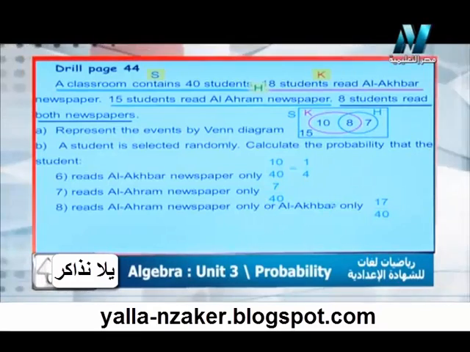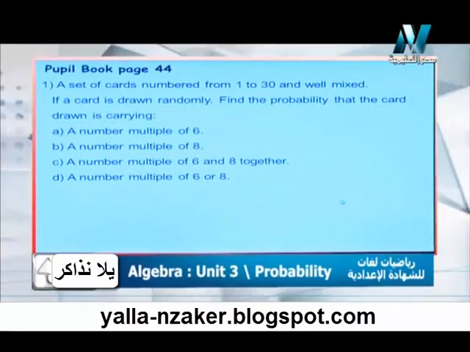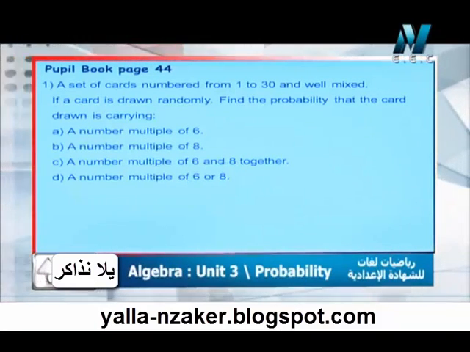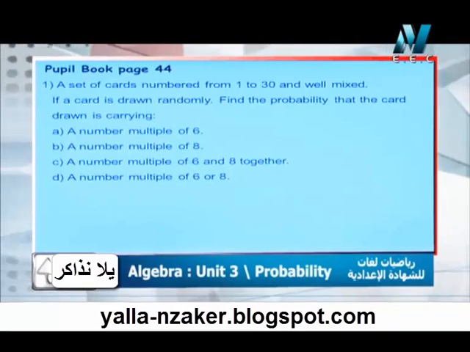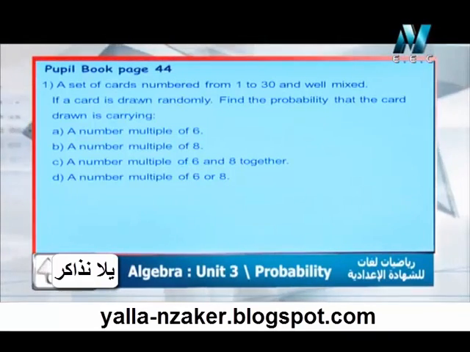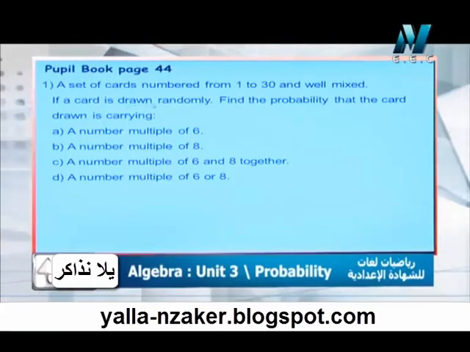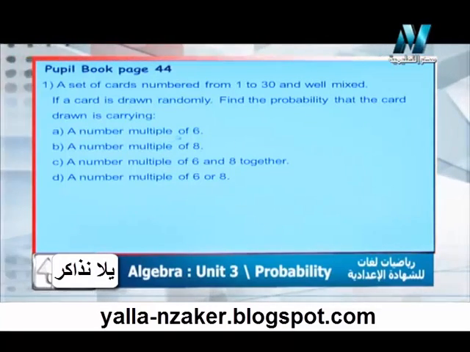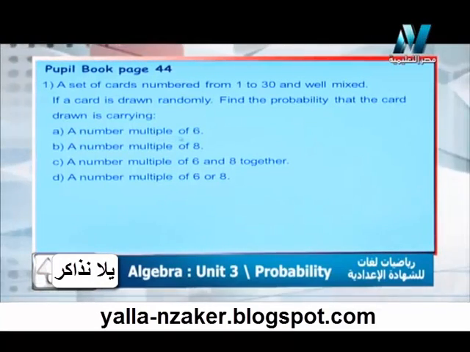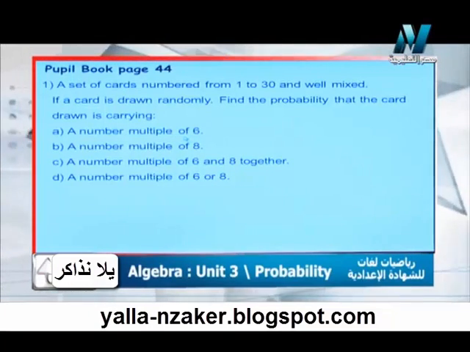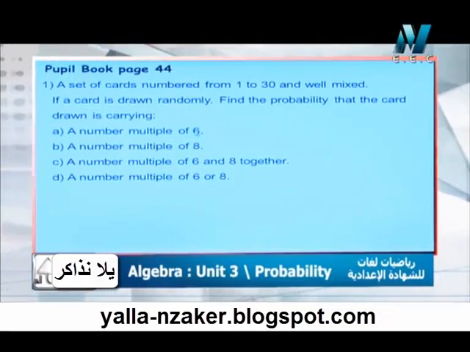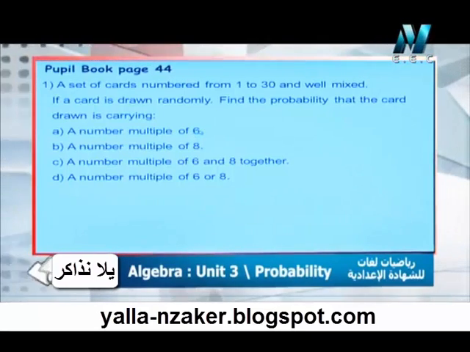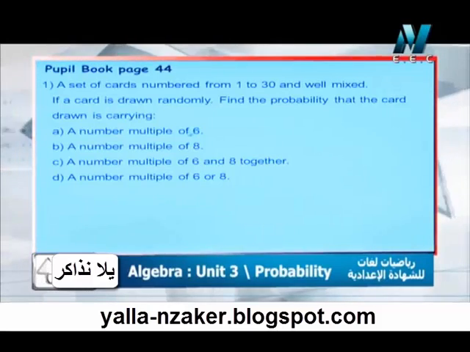General exercises are on page 44. Let's see the first exercise: a set of cards numbered from 1 to 30 and well mixed. If a card is drawn randomly, find the probability that the card is carrying a number multiple of 6. A multiple of 6 means numbers divisible by 6. We know they can be 6, 12, 18, 24 and 30.